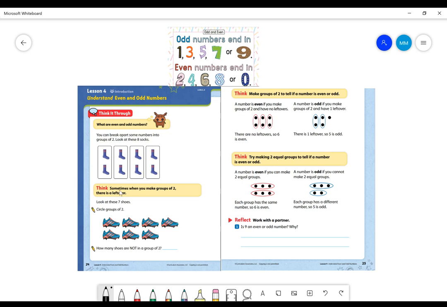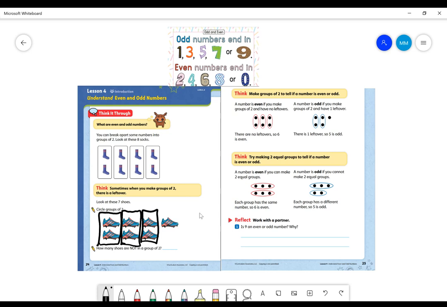All right. So it says sometimes when you make groups of 2, there is a leftover, and that's when we get an odd number. It says, look at these 7 shoes. Circle the groups of 2. So I'm going to copycat what they did for the socks, and I'm going to circle groups of 2 shoes. So 1 group of 2, 2 groups of 2, 3 groups of 2.